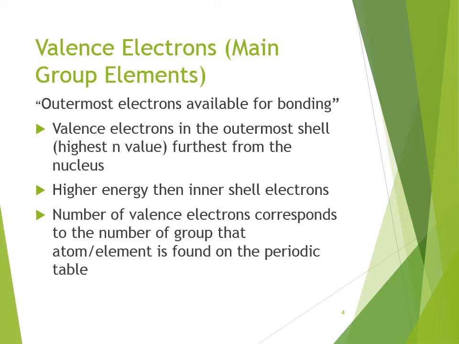The number of valence electrons in each element is going to correspond to the number of the group that they are in. So we can figure out how many valence electrons an element has just based off of where it is located on the periodic table.